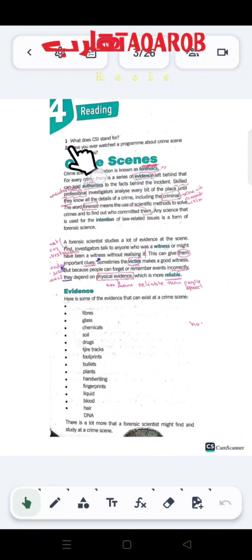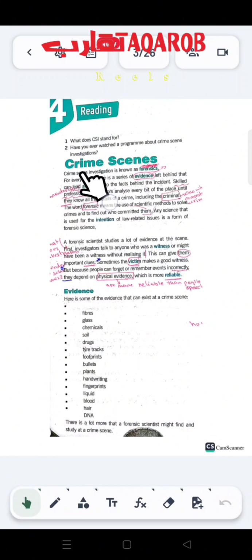So, question number one, what does CSI stand for? What does CSI stand for? So, CSI stands for Crime Scenes Investigation. Question number two, have you ever watched a program about crime scene investigations? The answers are up to you.